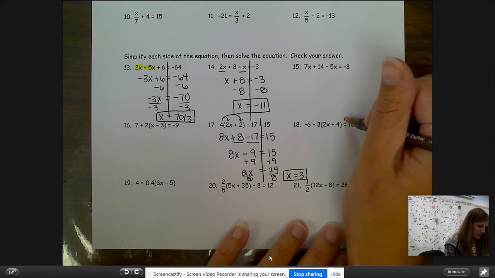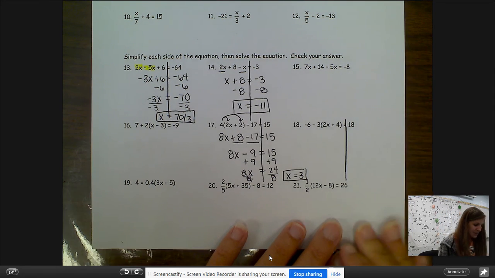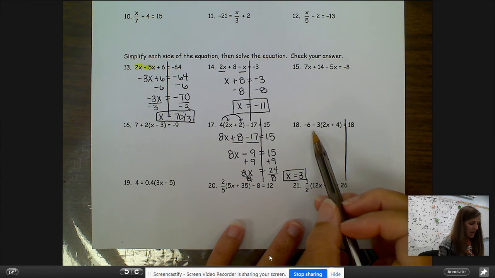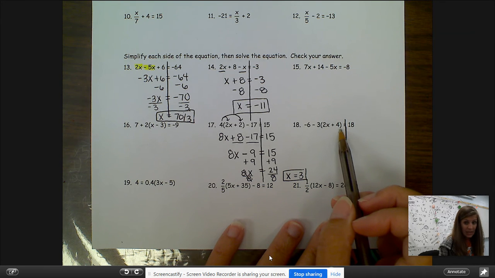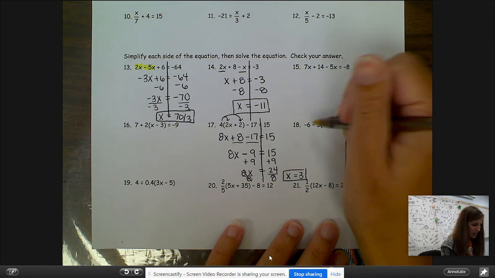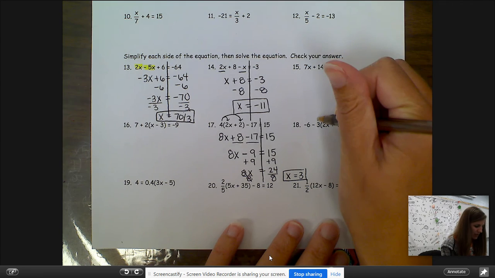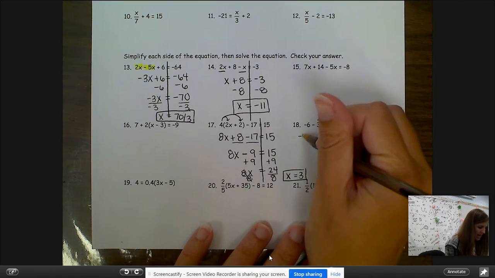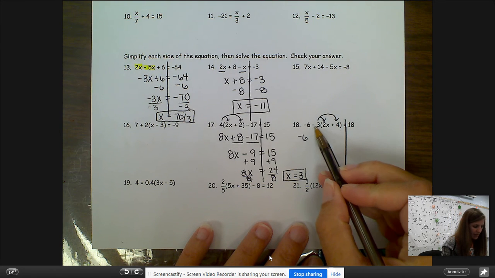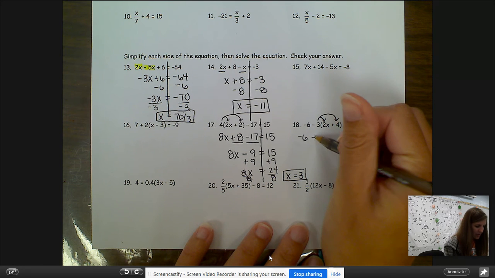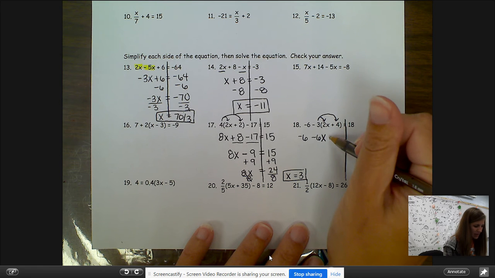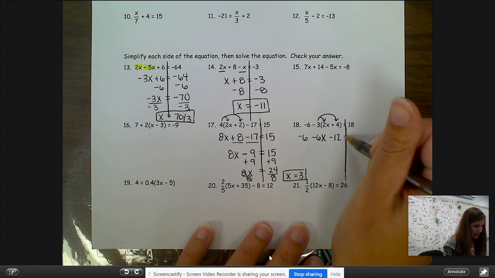Okay, trying the one right next to it. If I put in my sides, I notice I have a lot to do on the left-hand side, nothing to really do on the right-hand side. On the left-hand side, I notice I have parentheses, so I need to distribute. And truly what I'm distributing is not just a 3, it's a -3. We're going to do -3 times 2, which is -6x. And then -3 times 4 for -12. And I bring down my equal sign.